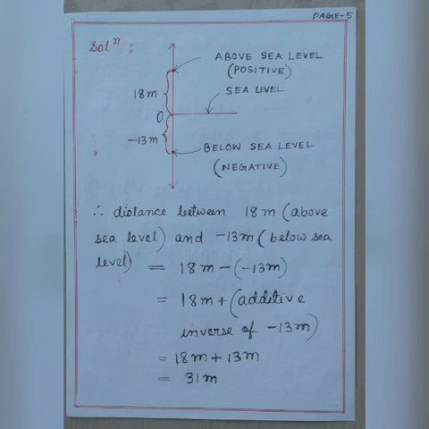Below sea level the distance is assumed to be negative. So distance between 18 meter above sea level and 13 meter below sea level will be 18 meter minus minus 13 meter. So I can write it as 18 meter plus additive inverse of minus 13 meter, which is equal to 18 meter plus 13 meter equal to 31 meter.